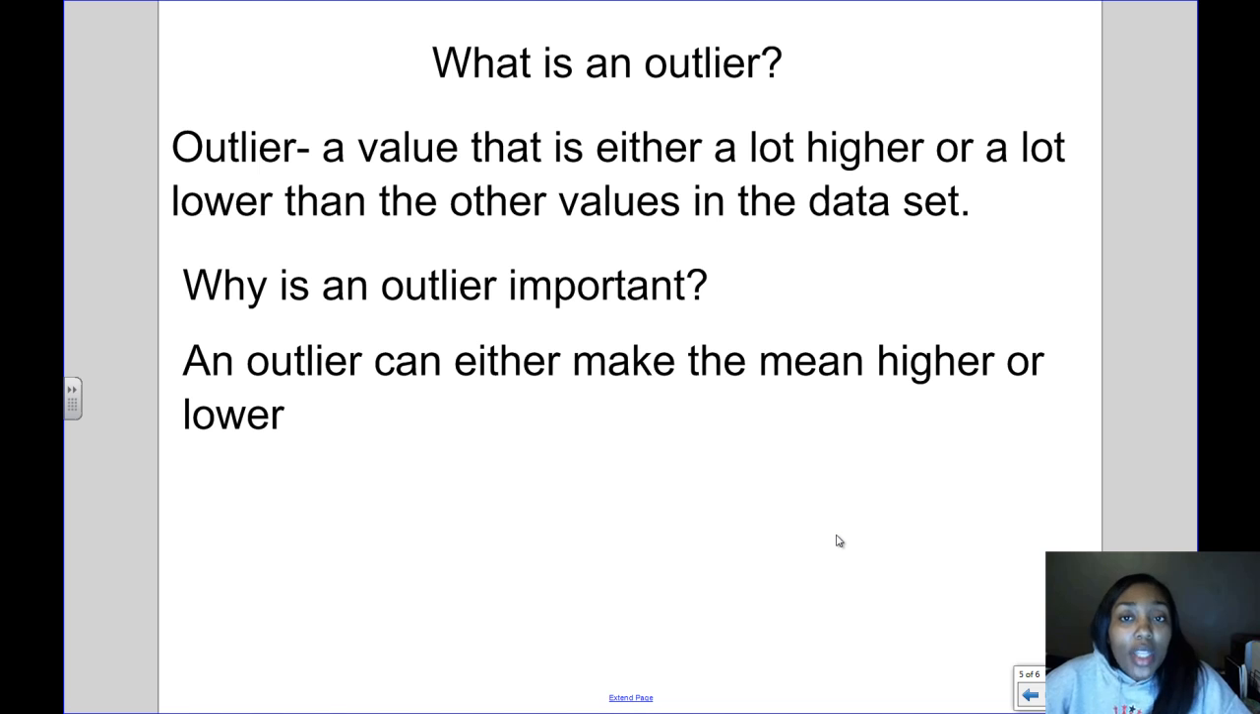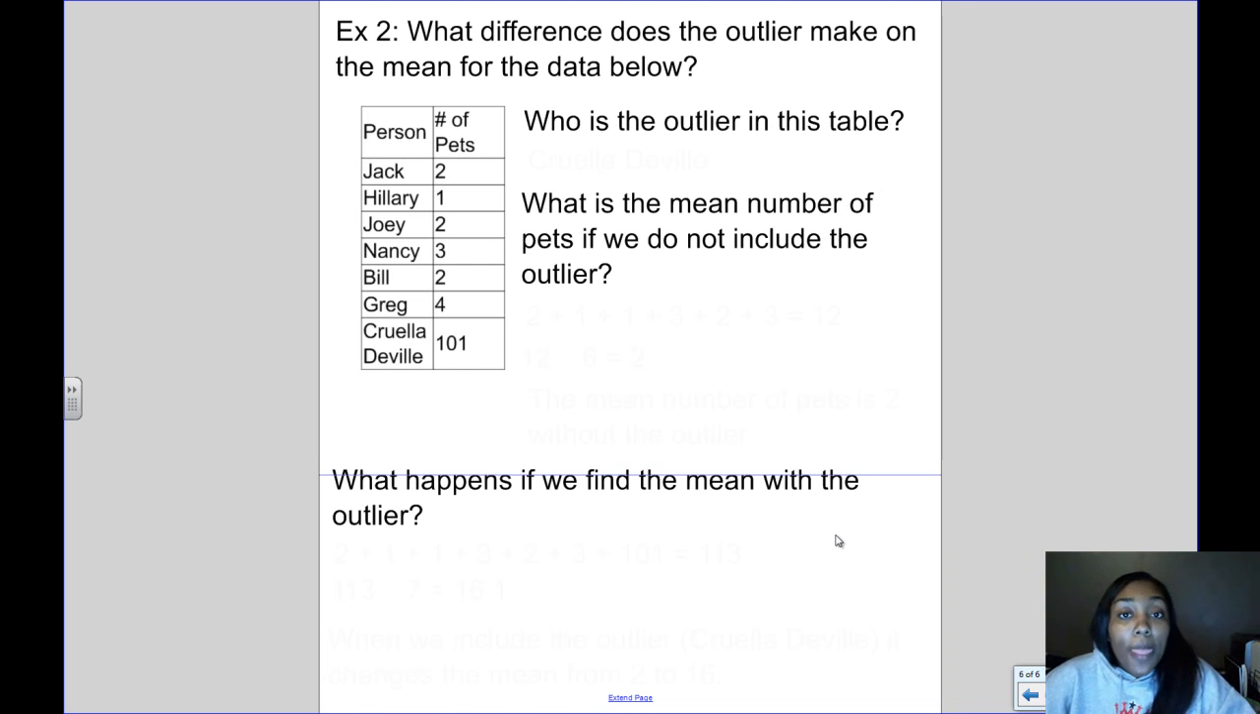So what is an outlier? An outlier is a value that's either a lot higher or a lot lower than the other values in the data set. And why is an outlier important? An outlier can either make the mean higher or lower. So an outlier does make a significant difference in the mean value or the average value. And so we're going to do an example to see how that works. What difference does the outlier make on the mean for the data table below?